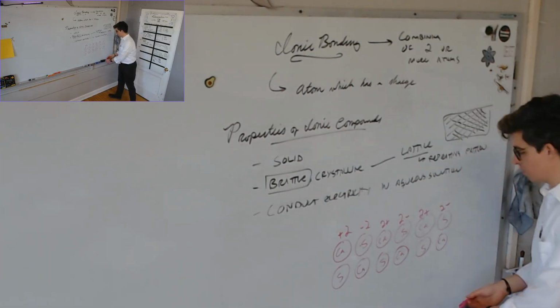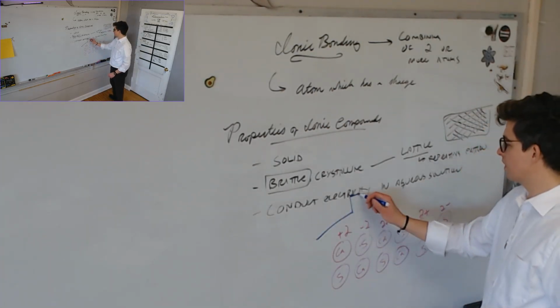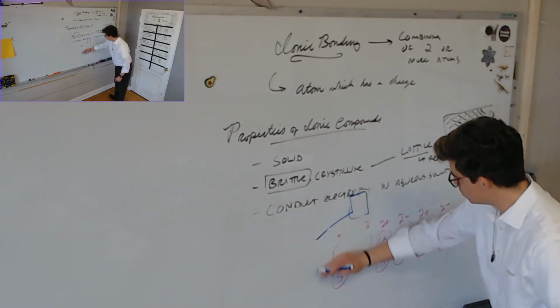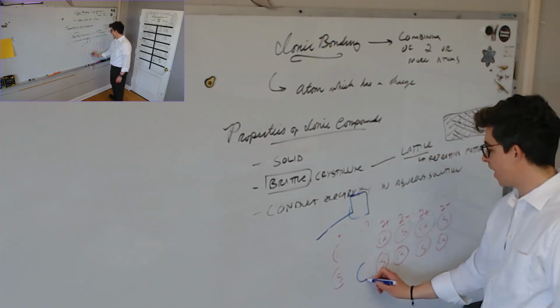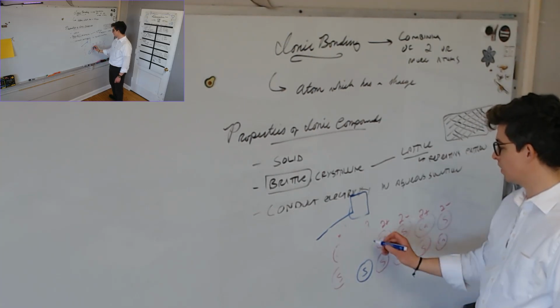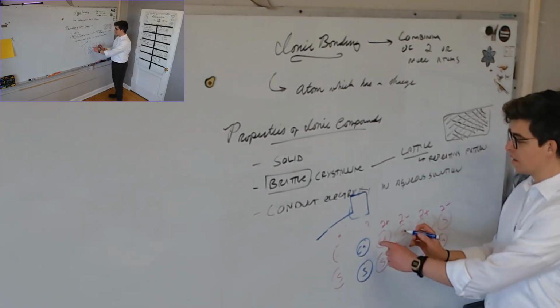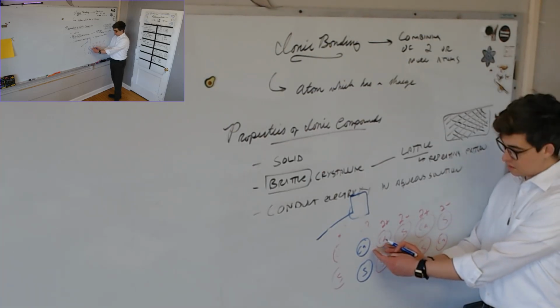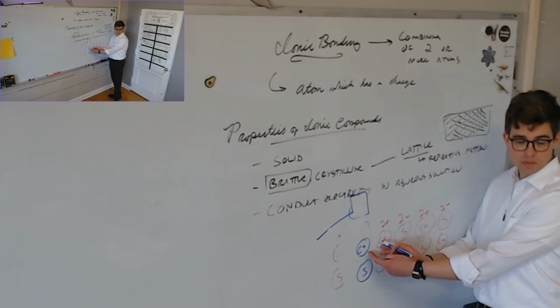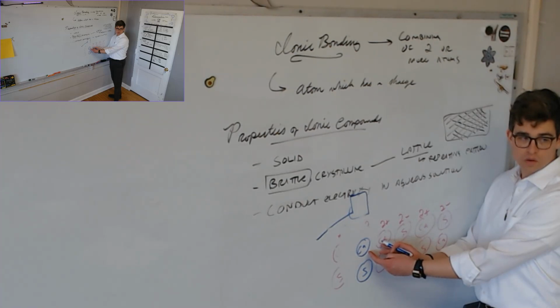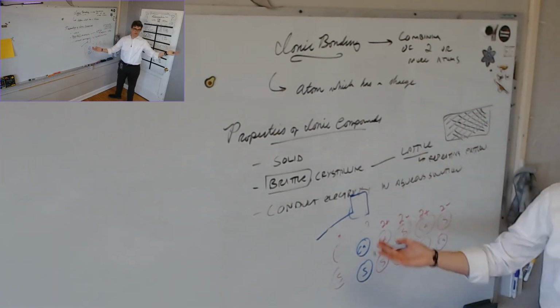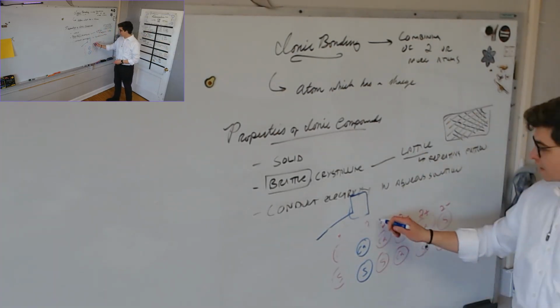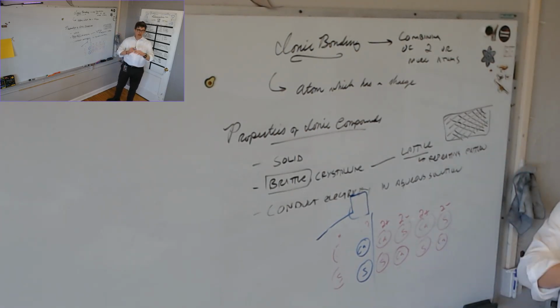If I hit this with a hammer, this is in your book, and these all move down 1, now we have sulfur touching sulfur and calcium touching calcium. Now what's going to happen between these two? Calcium and calcium? They both have a positive charge, so they're going to repel. So that causes a break here and it shatters. That's what makes it brittle.